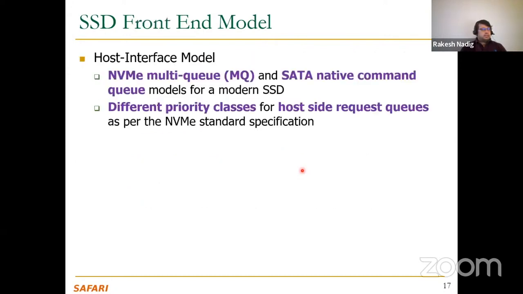But at the front end, as I said, we have NVMe multi-queue and SATA native command queue models for a modern SSD. With SATA native command queuing, at the operating system level, the SATA protocol decides the priority of different requests, or basically, to enable fairness, the operating system decides which requests have to be scheduled first and so on. So these things are modeled in MQSim. And for the NVMe protocol, MQSim models different priority classes. I think there are four priority classes currently in MQSim: urgent, high, medium, and low, for the host-side request queue. So we can assign different priorities to different queues, and based on the priority, the requests are processed in order of priority.